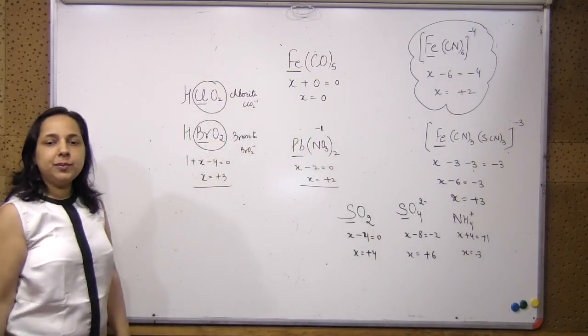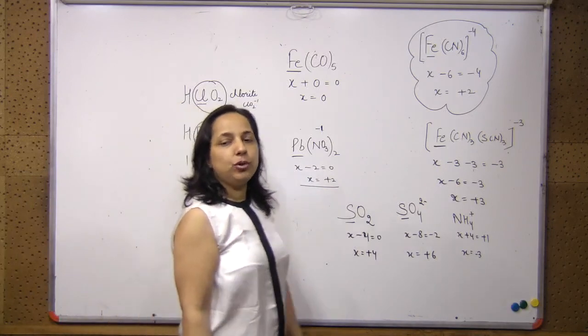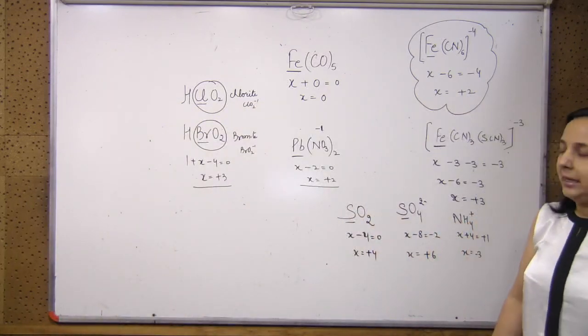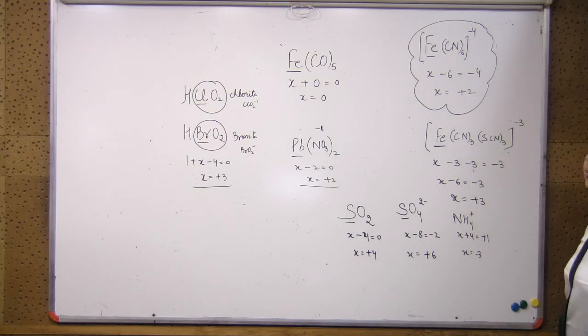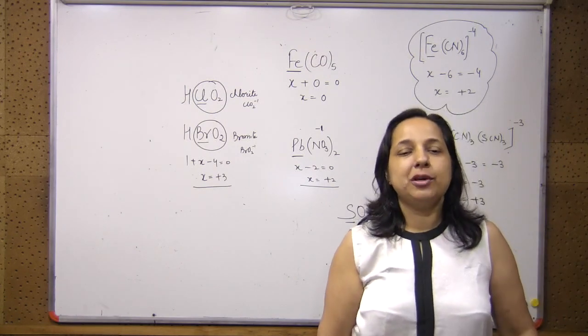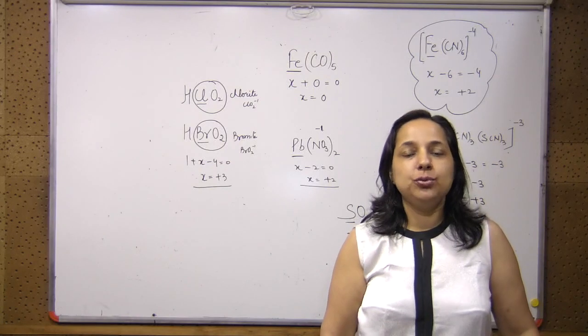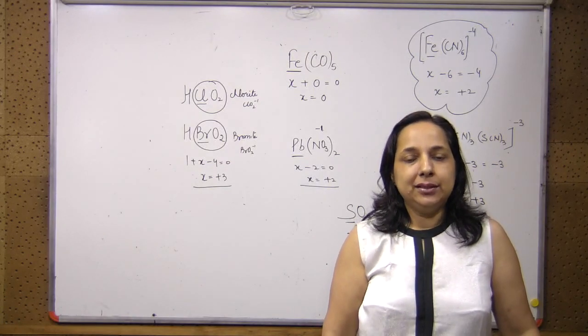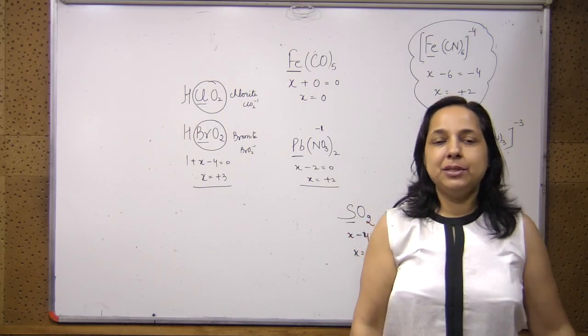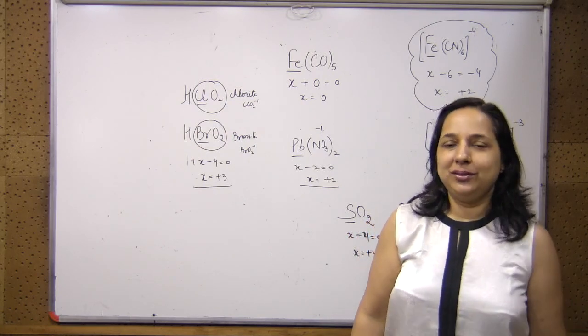So for charged species, the sum total of all oxidation numbers should be equal to the charge on that ion. For neutral, it should be equal to 0. That's all about your oxidation number calculation. We can calculate the oxidation number of species given to you in the compound. That's all for today's class. Thank you, and you can recap this knowledge. That's all. Thank you, beta.